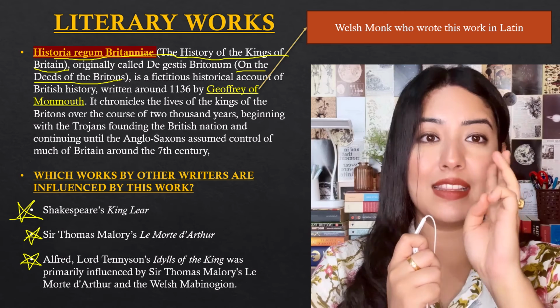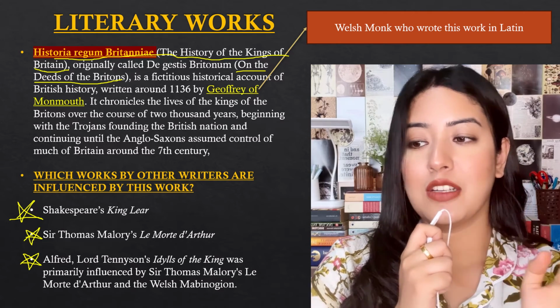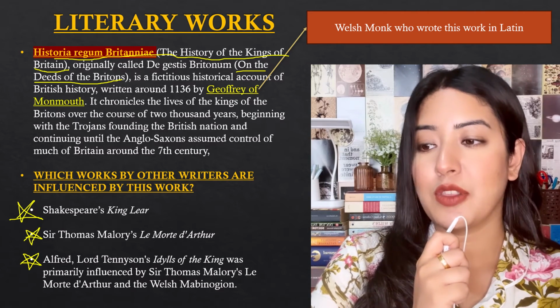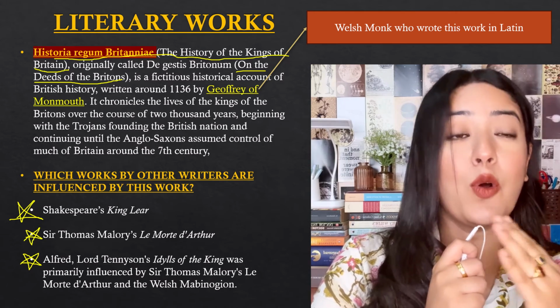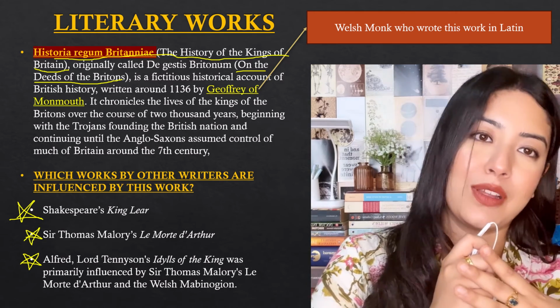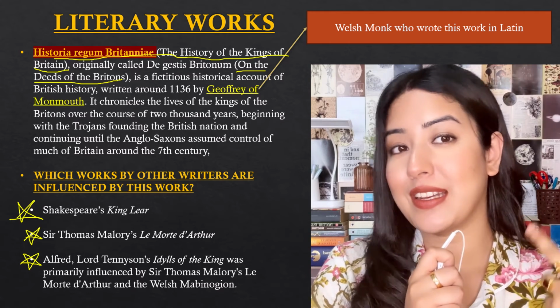So this is the thing. These are the three you have to remember. Shakespeare's King Lear, Sir Thomas Malory's Le Morte d'Arthur, and Alfred Lord Tennyson's Idylls of the King are all inspired by Historia Regum Britanniae. So now we're going to move on to the next two works.